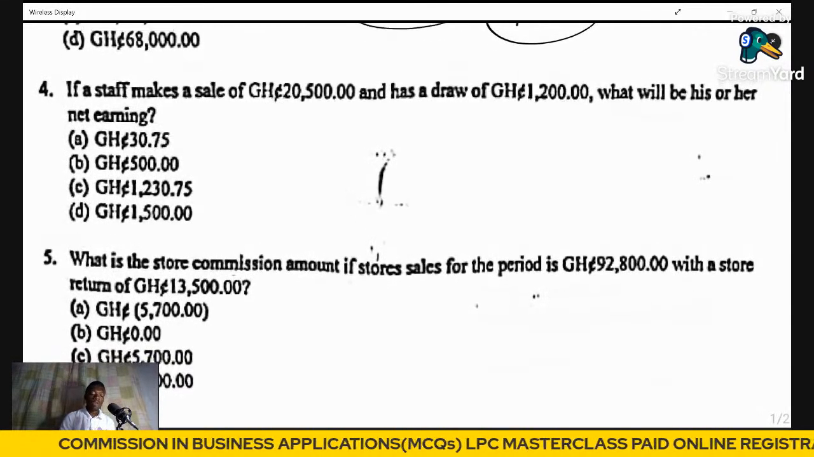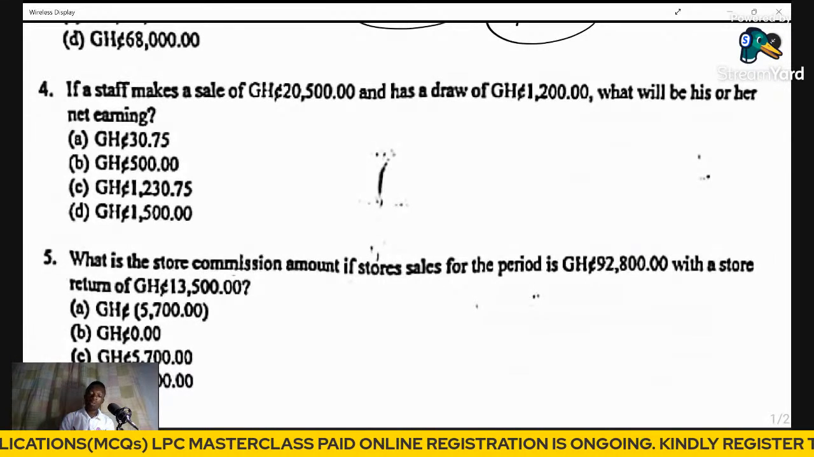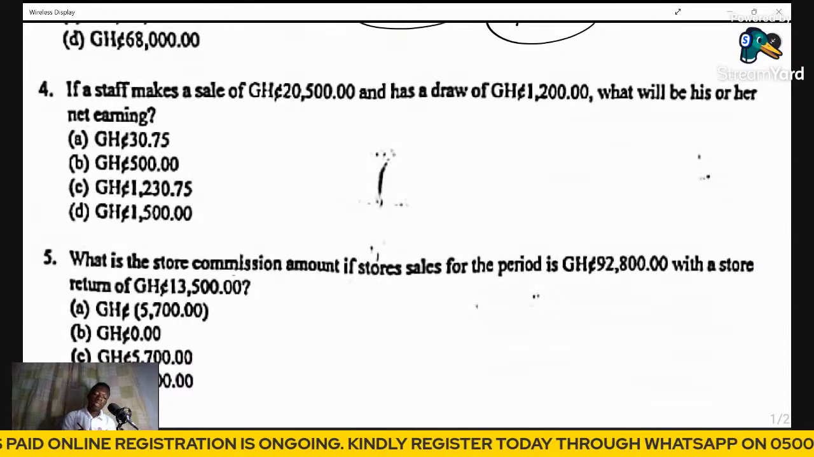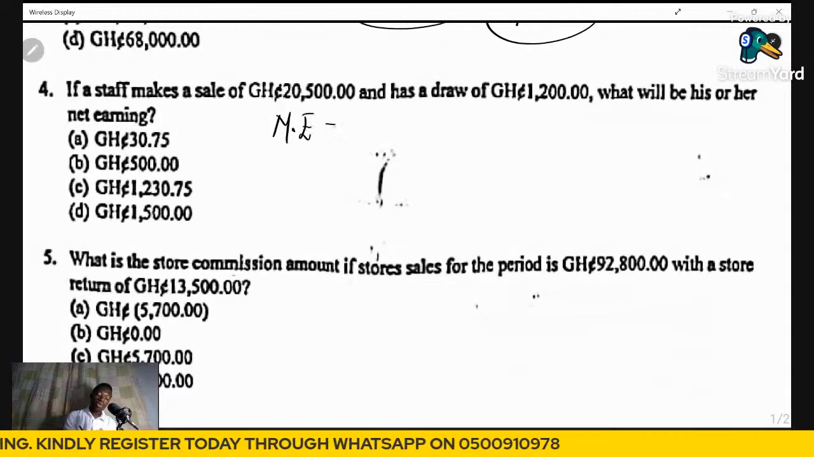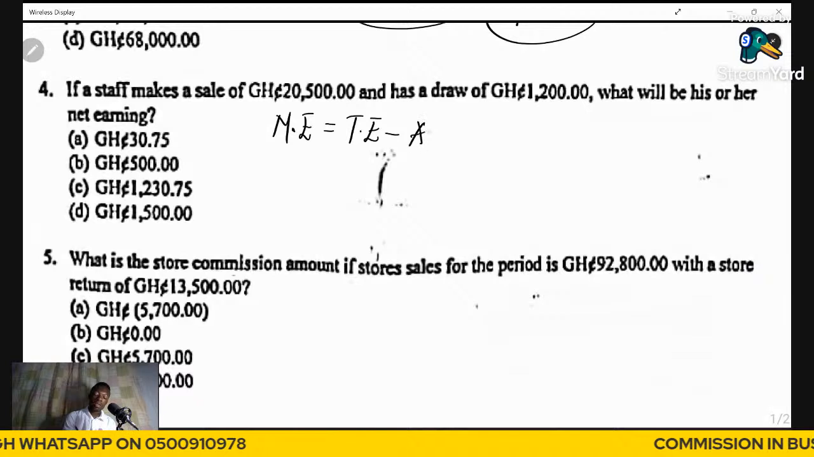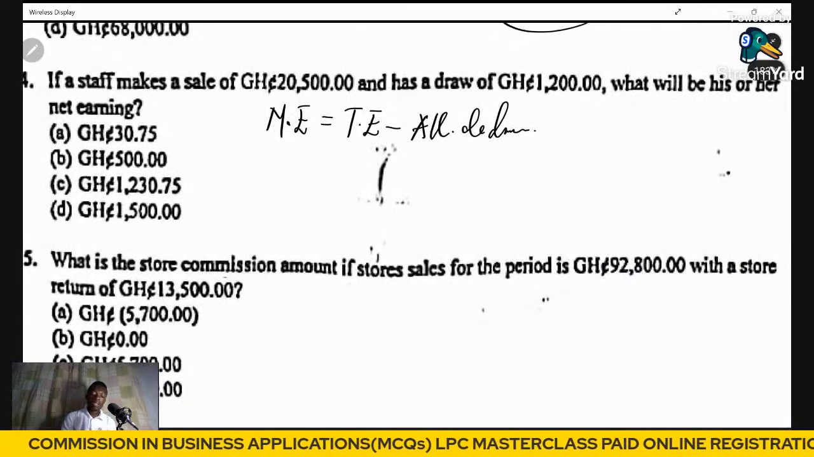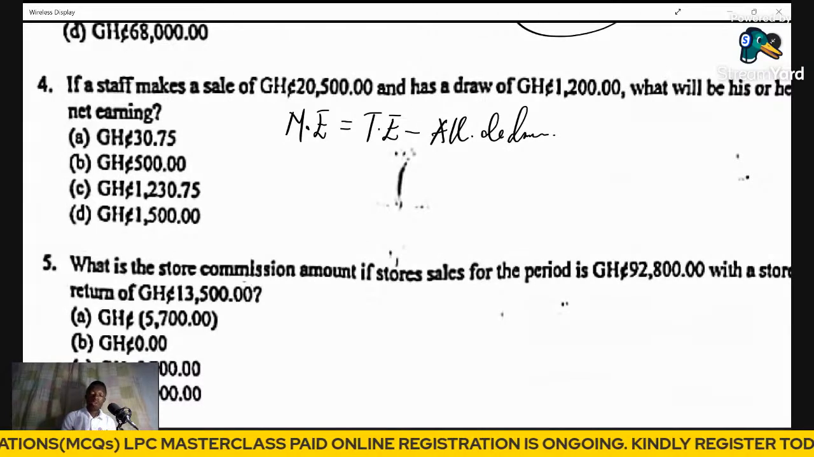Question number 4. If a staff makes a sale of 20,500 and has a draw of 1,200, what will be his or her net earning? To calculate the net earning of a staff, net earning should be equal to the total earning minus all deductions. So that is the net earning. The sale of this staff was 20,500, okay? And the draw was 1,200.